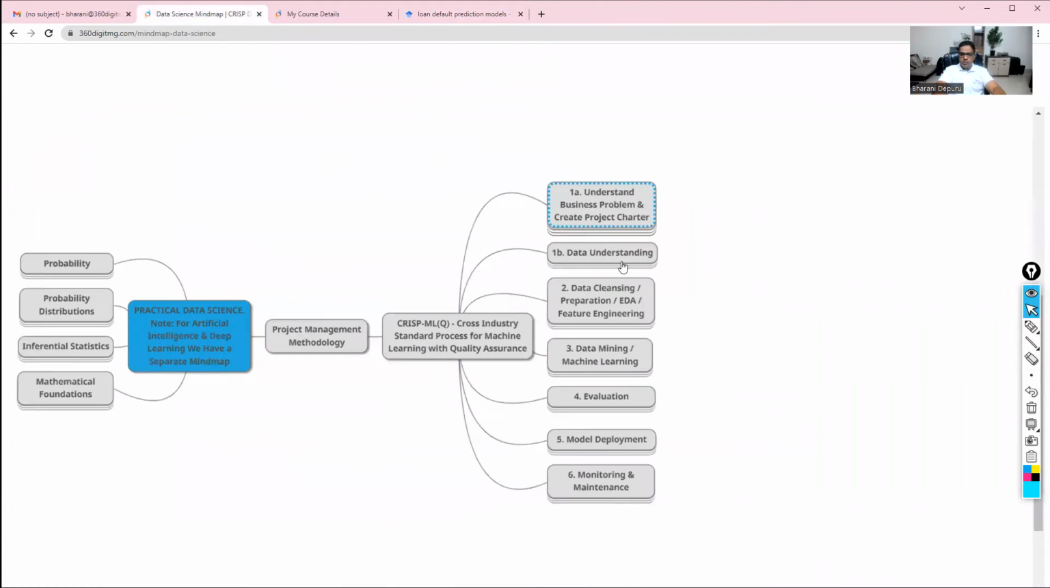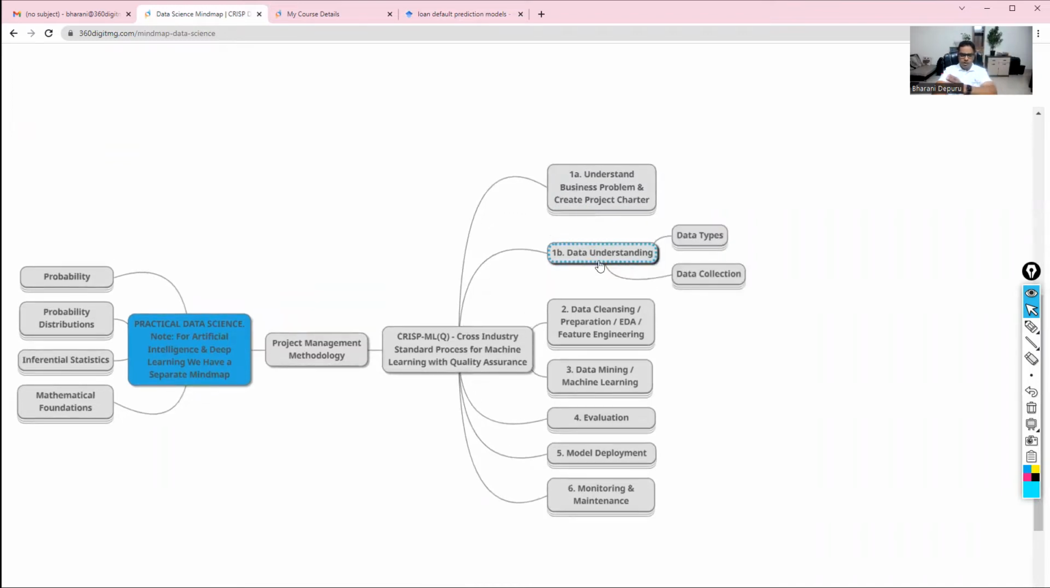So we are now moving ahead and we are going to understand phase one, part two. Even before we proceed further with data collection, one needs to be aware of what the various data types are.